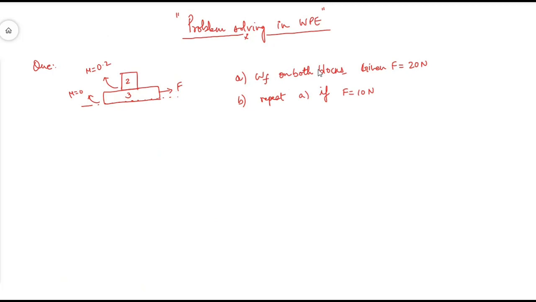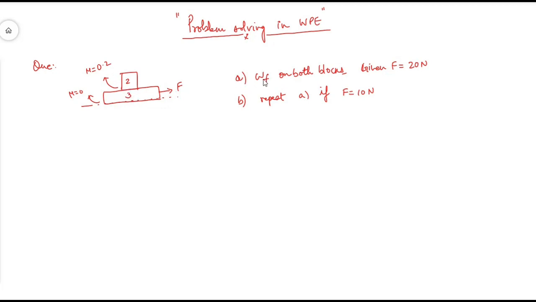So okay, in this case you're supposed to find the work done on both blocks and the work done by friction on both blocks, given that the external force is equal to 20 Newton. So let's first analyze the system. We have a block of 2 kg mass and a block of 3 kg mass, and the lower surface, the ground surface, is frictionless, and the surface between these blocks has a coefficient of friction mu equal to 0.2. These 2 and 3 kg are the masses of the bodies.